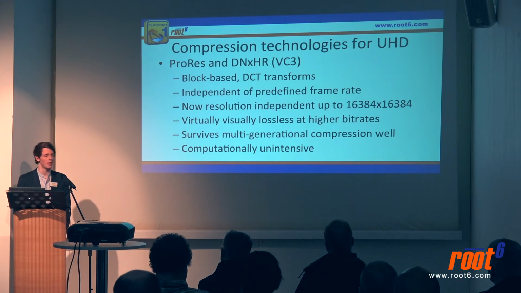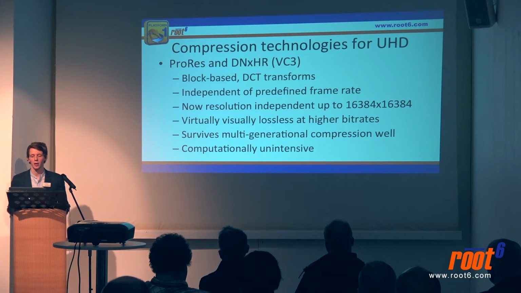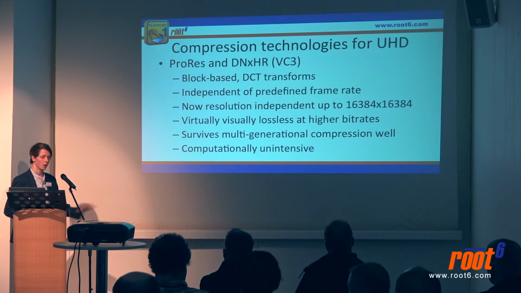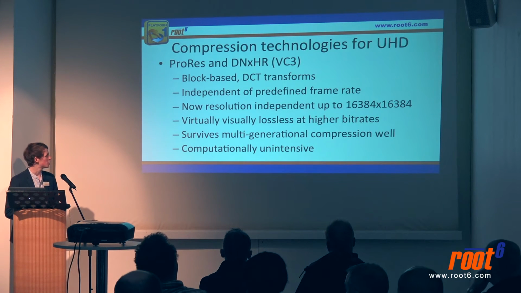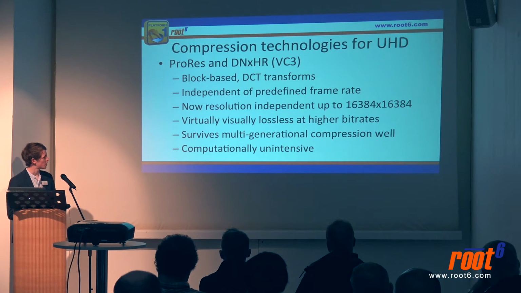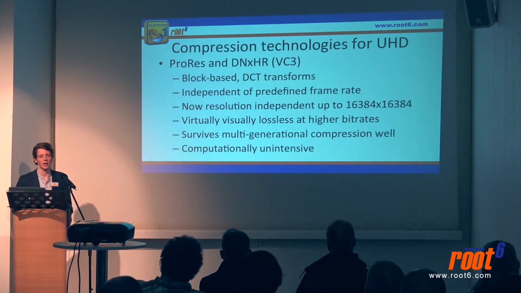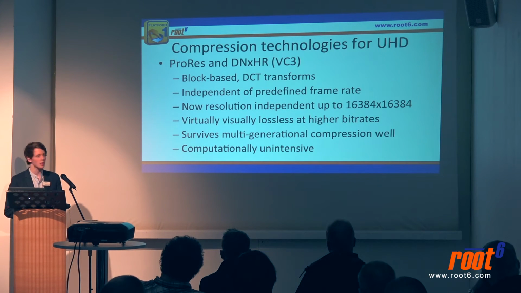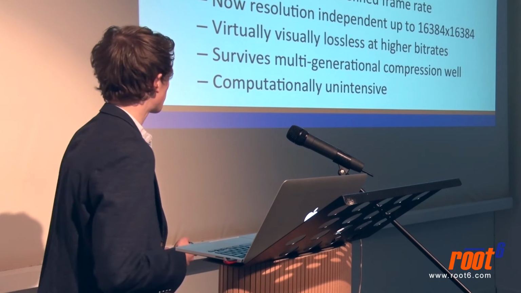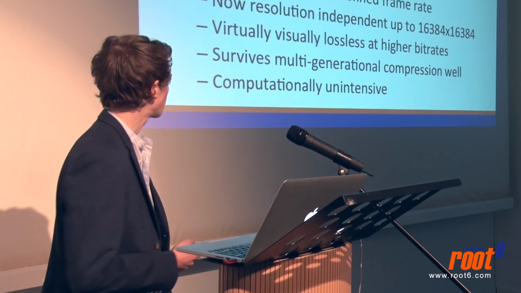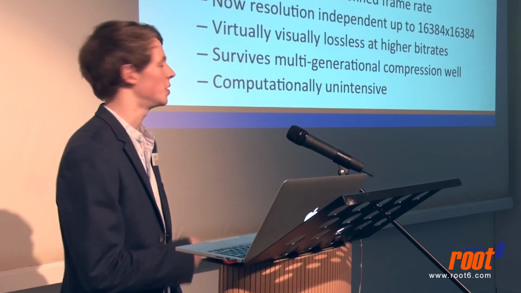All they're specified and designed in is a number of bytes per frame, and that defines our DNx220 or our DNx36 or whatever. So we're resolution independent up to 16K by 16K now with DNxHR, which is 1024 macroblocks by 1024, nice square number. And at higher bit rates, these are actually virtually visually lossless. And key to why we use them in the post process is they survive multi-generational compression well, and they're computationally unintensive.